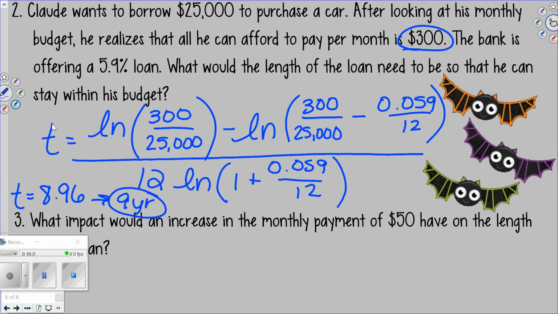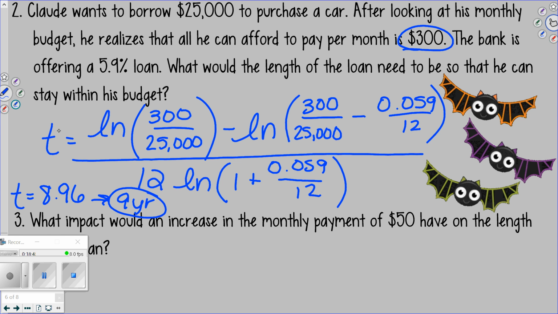If he had a 10-year loan, what would it do to his payments? It'd make them smaller. Yeah, obviously the longer you drag it out, the less your payments are. But what happens to the amount of interest you pay? That goes up the longer the loan is. Anyone not able to get roughly 9 years?